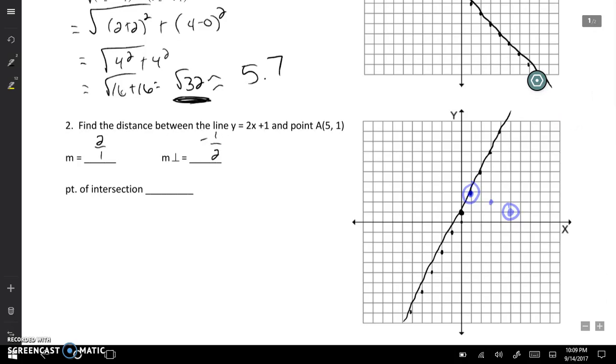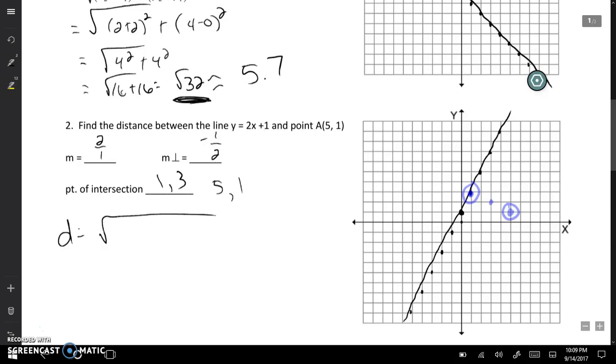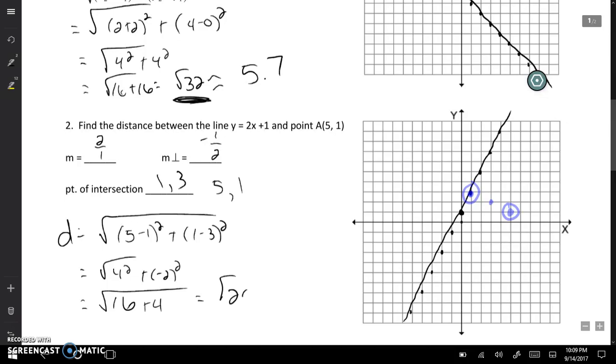So we're going to find the distance between 1, 3 and 5, 1. So with the square root, we're going to go 5 minus 1 squared plus 1 minus 3 squared. So that's 4 squared plus 2 squared. That's the square root of 16 plus 4. So that's the square root of 20. Put that in your calculator, and that is about 4.5. Okay, so the distance from our point to that line is about 4.5.